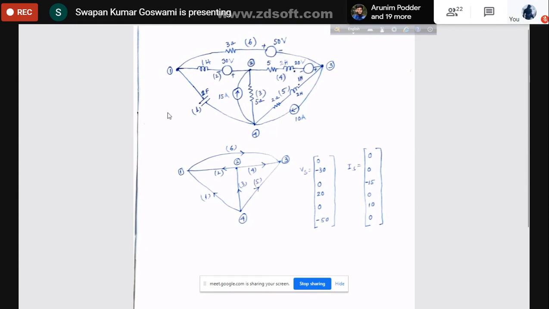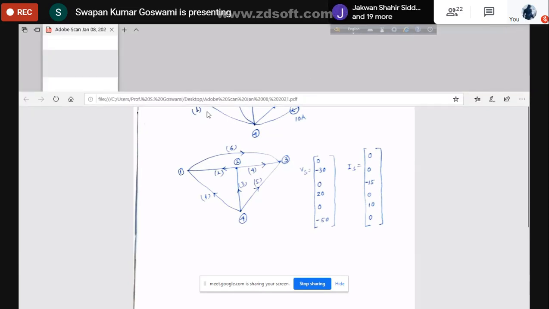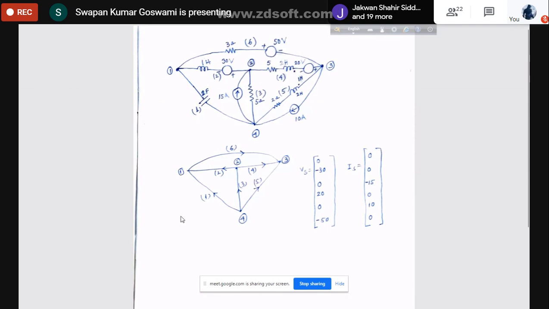Okay. Now this is how we can form the voltage source vector and current source vector. Other matrices, ZB, how to form ZB we have already shown in our previous example. So I think here it will not be a problem for you. Okay. So now we'll see whether there is any question in this part or not. If there is no question, then I shall move on to the next part. So with this, the discussion on graph theory will be completed.